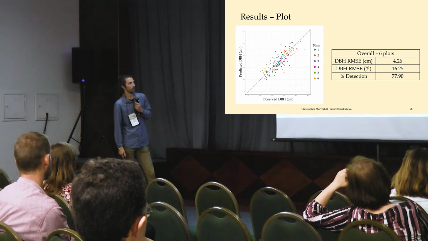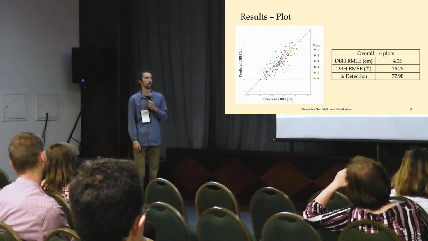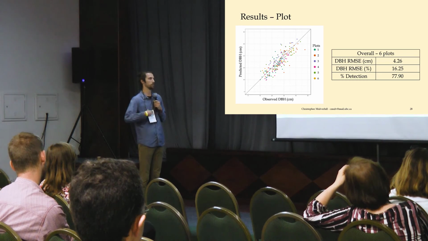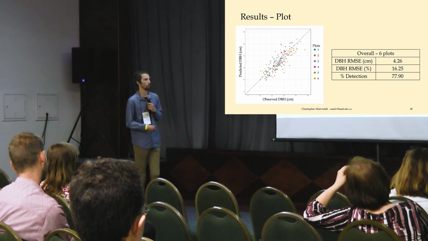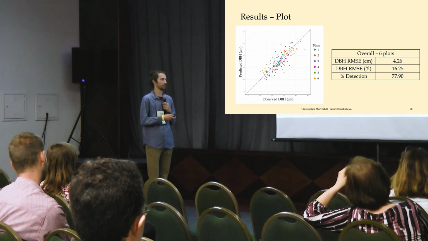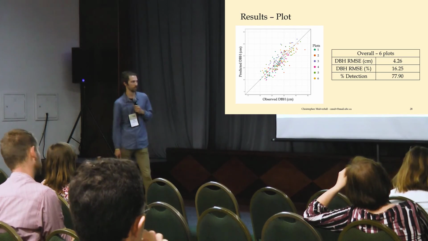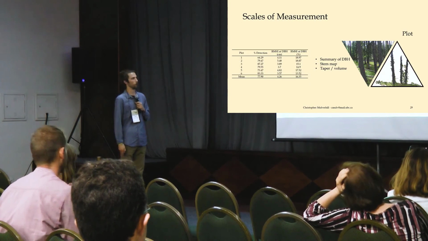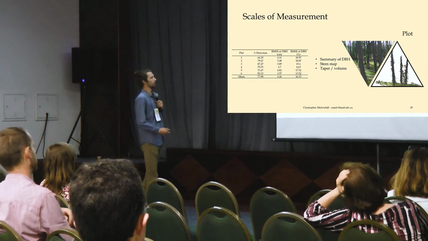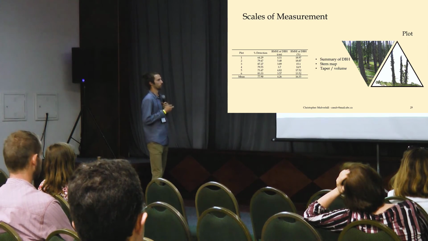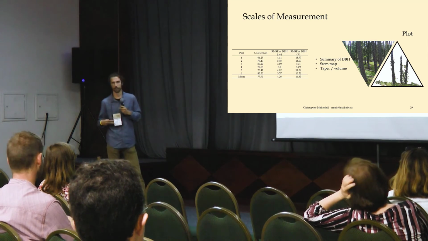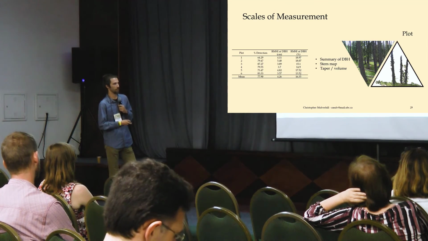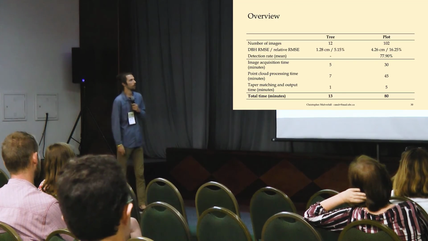So this is the overall deviation that was estimated on the 6 plots. Across these different species and densities, we were able to detect about 78% of the trees and get to an RMSE of about 16% for those trees. Across all of these different stand types, as I mentioned, we achieved these accuracies.